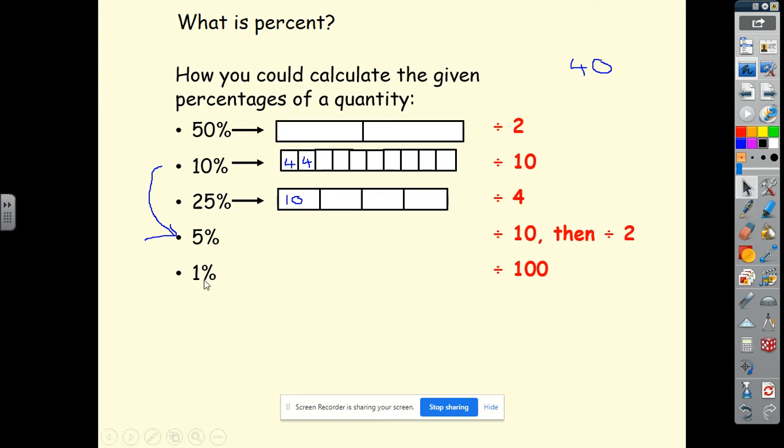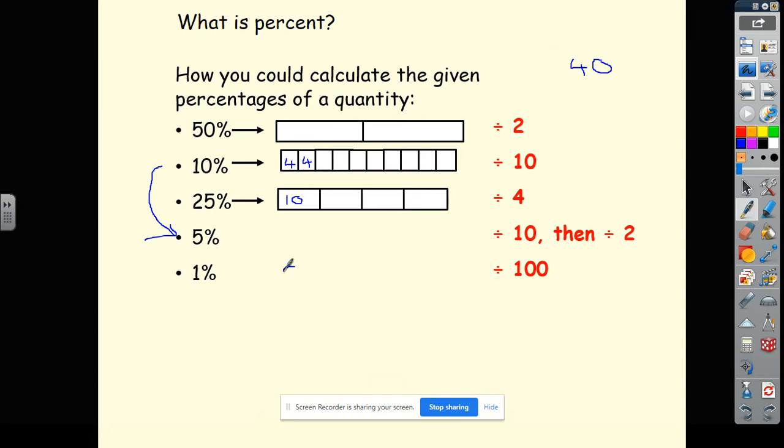Now this last one, 1%. Now to get 1%, how many times does 1 go into 100? Well, we know it goes in 100 times. So therefore, we would have to divide it by 100 to find 1%. So looking at our example of 40, if we divided it by 100, each part would be 0.4. We would have 100 of those, and that would take us back to our 40.